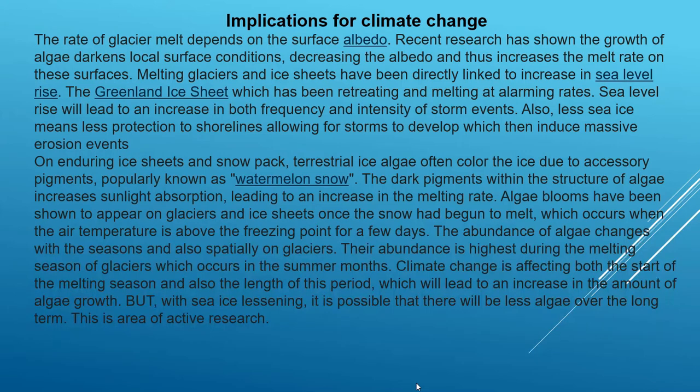The abundance of algae changes with the seasons and also spatially on glaciers. Their abundance is highest during the melting season of glaciers, which occurs naturally in the summer months. Climate change is affecting both the start of the melting season and also the length of this period, which will lead to an increase in the amount of algal growth. But with sea ice lessening, it is possible that there will be less algae over the long term.